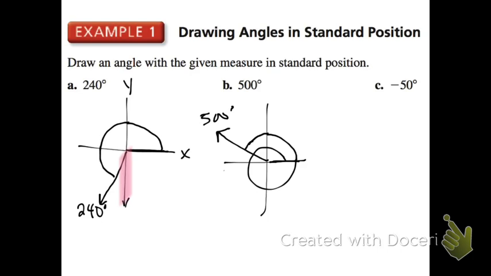Okay, and this last one is a negative degree. Instead of starting at your initial side and going up and over, we are going to start at the initial side and go down. Remember, halfway between my two coordinate axes is going to be about 45 degrees. So I went a little bit further than half, and that's negative 50 degrees.